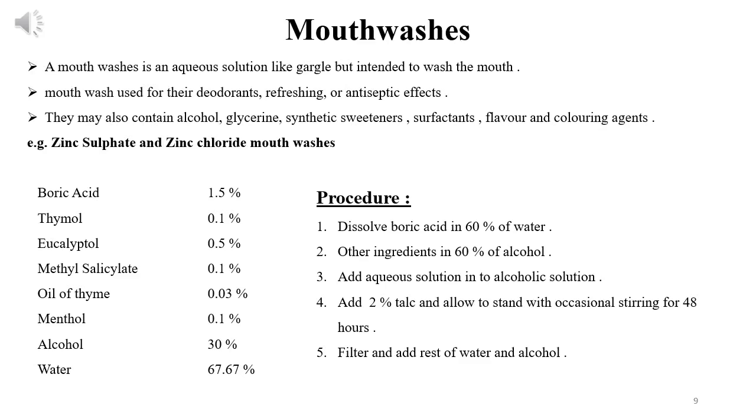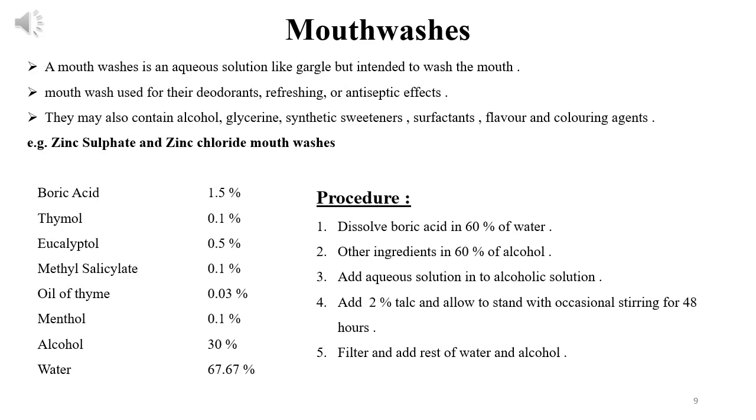Firstly, we will dissolve boric acid in 60% of the water, meaning 60% of the total water. We are taking 100 ml of water, so we will take 60 ml of water and add boric acid. The remaining ingredients like thymol, eucalyptol, methyl salicylate, oil of thyme, and menthol, we will take into 60% of the alcohol. Now add the aqueous solution into the alcoholic solution by gently mixing.